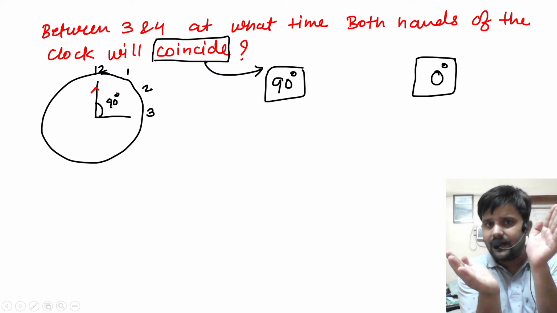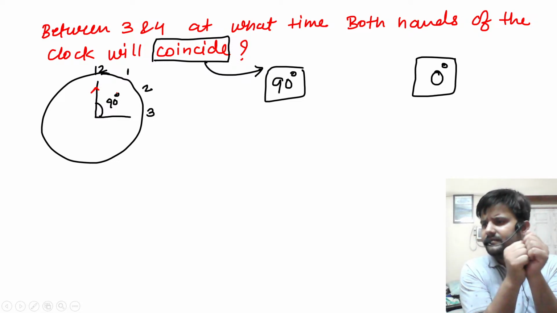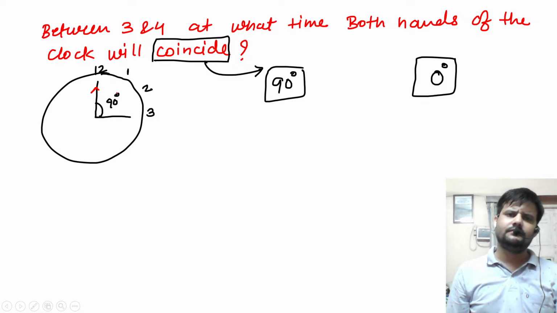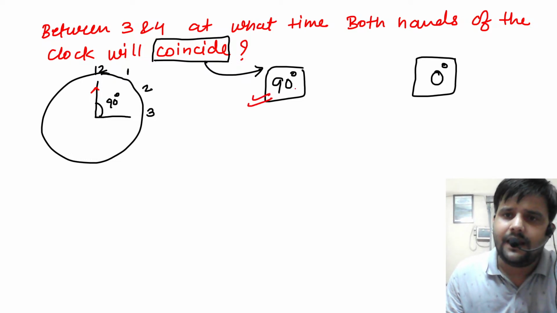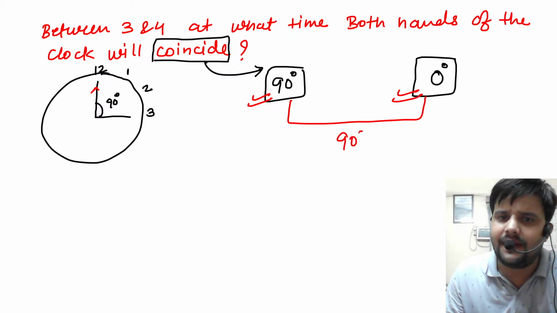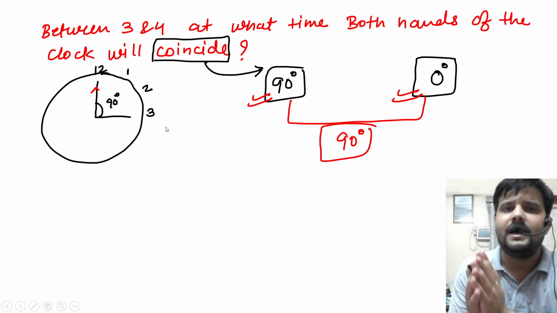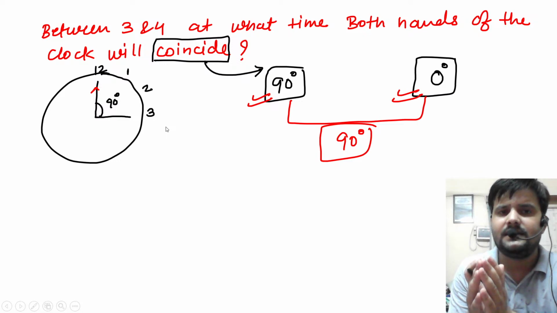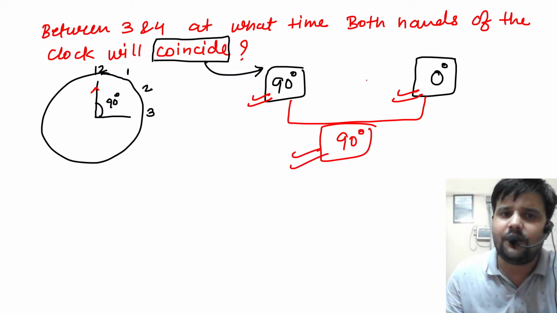So just like that, after every minute, their relative speed is 5.5. Whatever the distance between them is currently, that will be reduced by 5.5 degrees every minute. Isn't it? That's what relative speed is. So to go from 90 to 0, how much distance do they have to cover? They have to cover 90 degrees completely. And what we know is that the relative speed between the needles is 5.5 degrees per minute. At the speed of 5.5 degrees, they have to cover 90 to coincide.